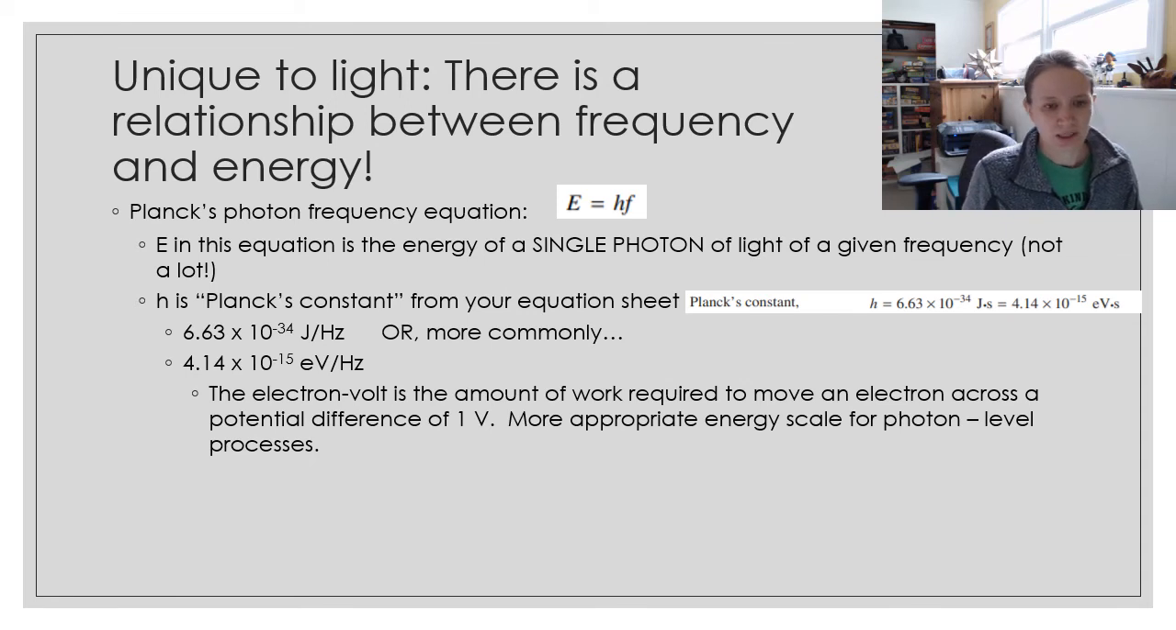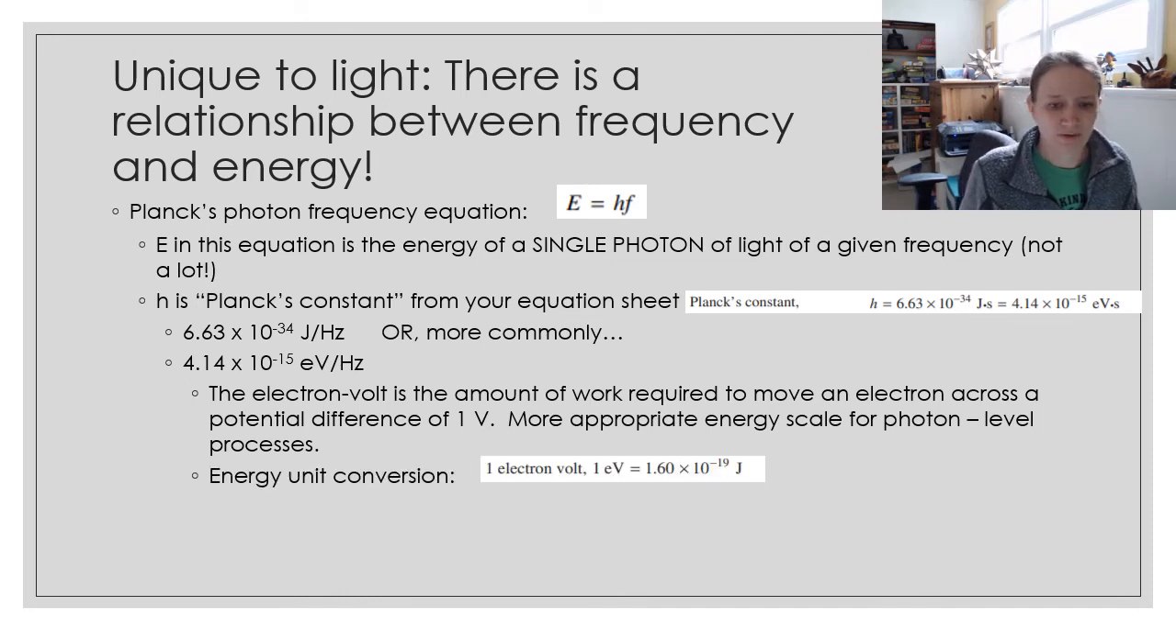An eV stands for an electron volt, and it is the amount of work that is required to move an electron across a potential difference of 1 volt. This is the more common one that we use because when we're talking about photon level stuff, tiny, tiny things, a joule is a huge amount of energy and an electron volt is a more usable amount of energy. So you can use either of those h values. You want to pick the one that's appropriate to the problem that you are trying to solve.